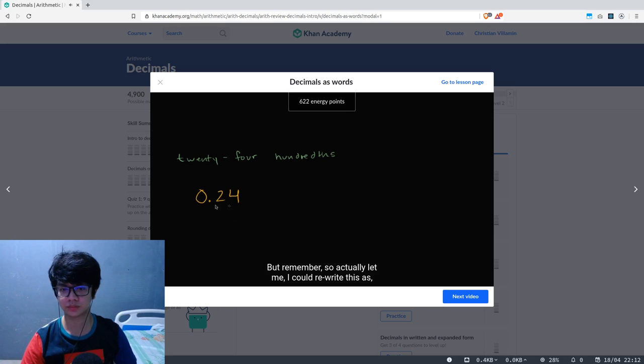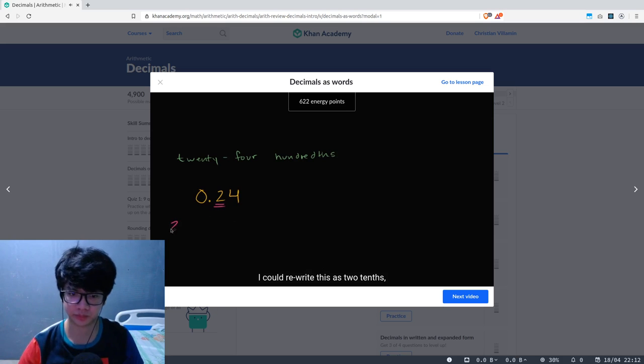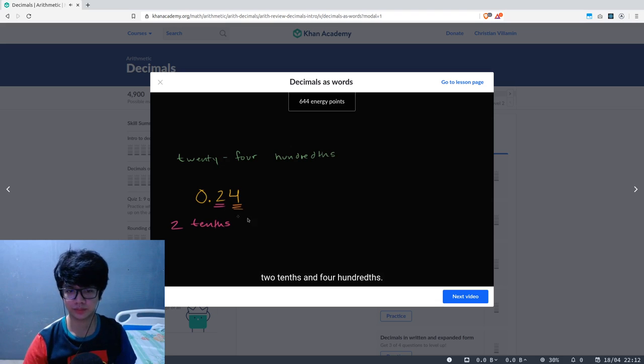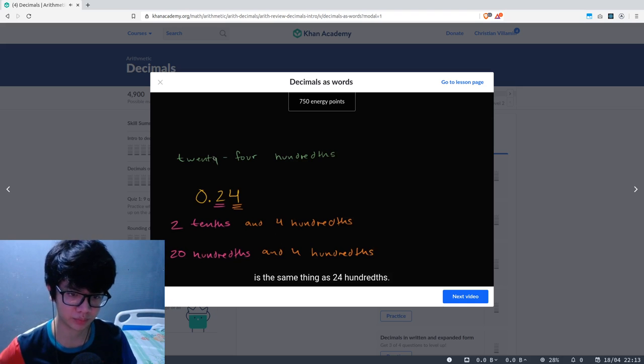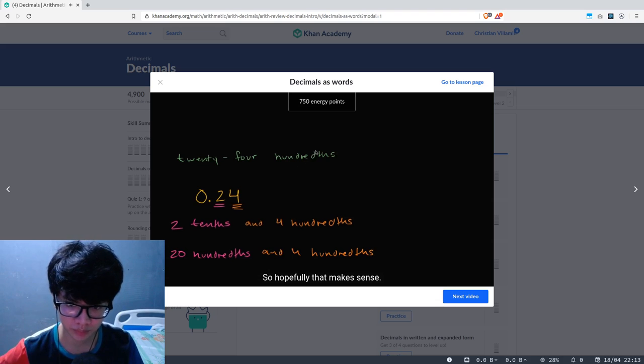But remember, actually, I could rewrite this as 2 tenths and 4 hundredths. But remember, a tenth is equal to 10 hundredths. So 2 tenths is the same thing as 20 hundredths. So this is the same thing as 20 hundredths and 4 hundredths. And of course, 20 hundredths and 4 hundredths is the same thing as 24 hundredths. So hopefully that makes sense.